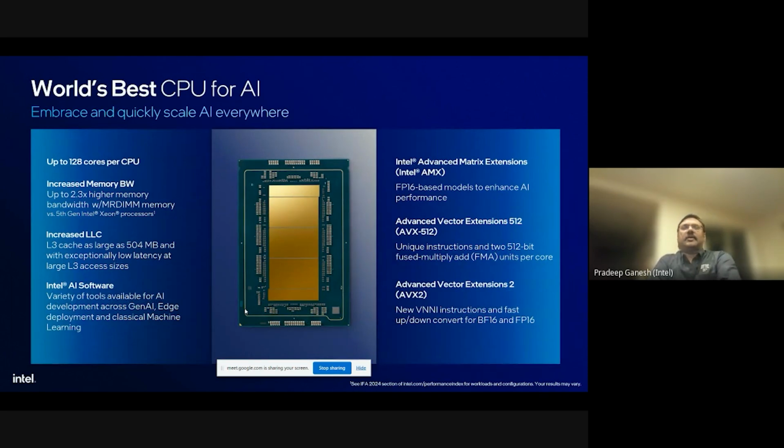So what makes Xeon 6? What are the differentiating factors in Xeon 6? Xeon 6 is, as of today, the world's best CPU for AI. It provides you 128 cores per CPU and increased bandwidth. Every AI model is very bandwidth hungry, so having the MRDIMM capability gives you industry-leading DDR bandwidth. And then a large LLC: for AI models which are memory intensive, having a larger cache reduces your latency.